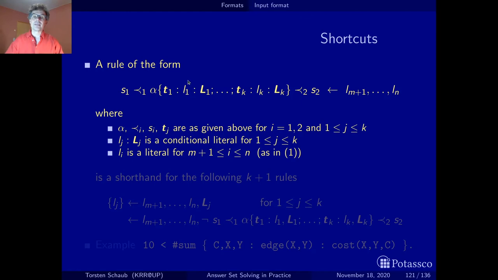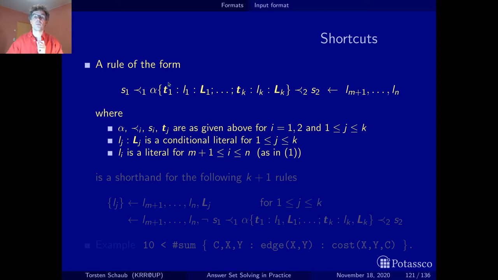But this here is the distinguished head. So more or less, if this rule applies and the conditions are satisfied, then the ones that have a distinguished role, that are not part of this flat conjunction, will be subject to being chosen. Keep in mind, that's what we do also with choices in the head. There's a bunch of atoms, and among them, we can add any subset to the current stable model candidate. So this is actually why there is this distinction.